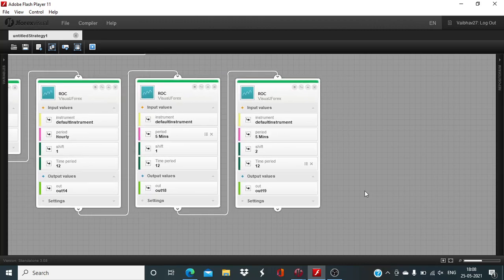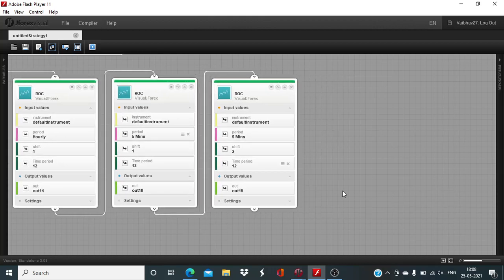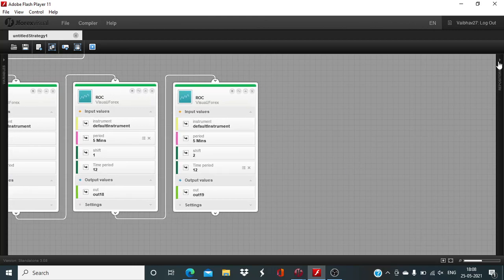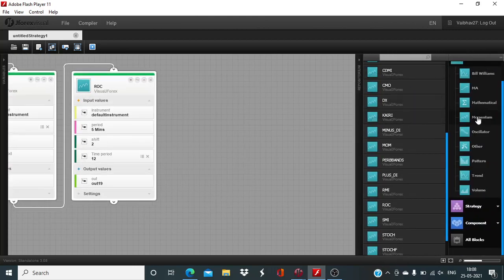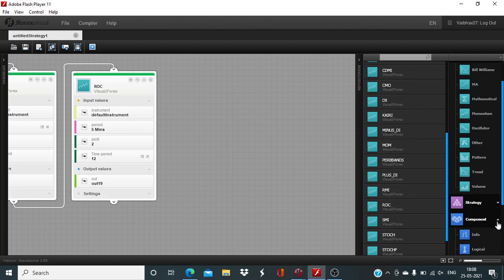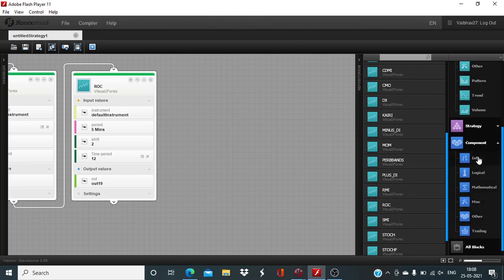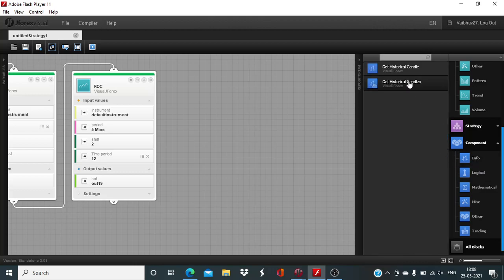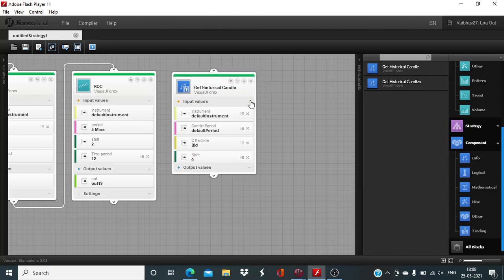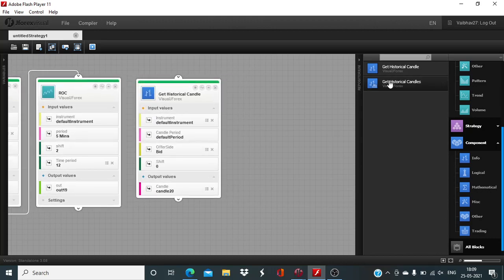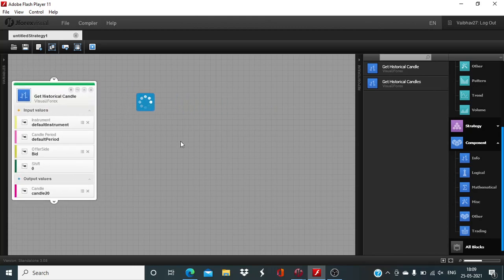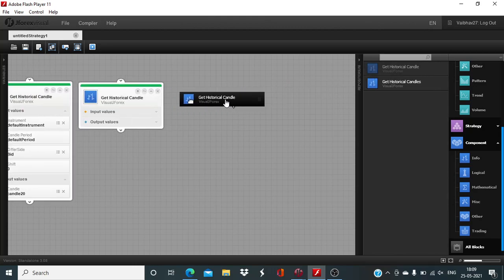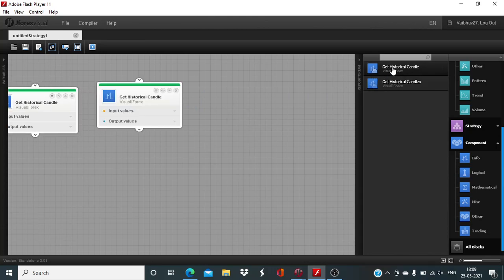And along with the ROC, we will also have to look at the price action. And for that, our favorite block, info. We will need four of these. One of hourly time period, another one for 5 minutes, and two of 10 seconds.